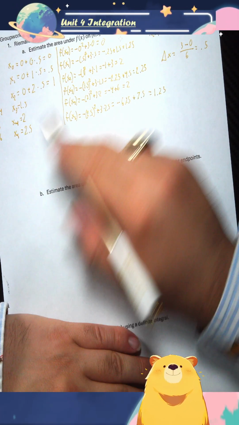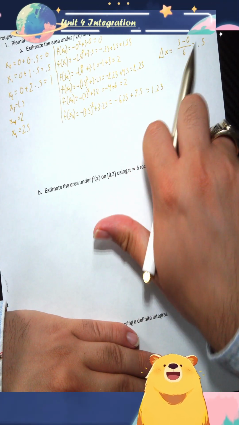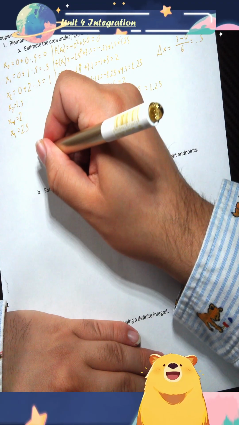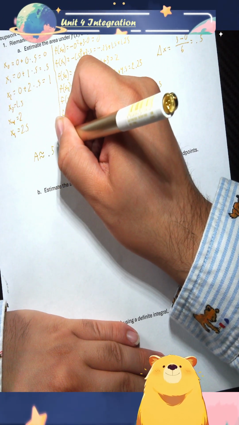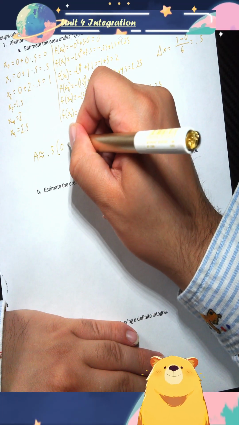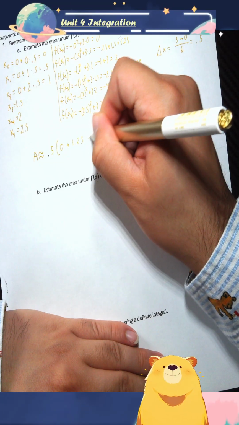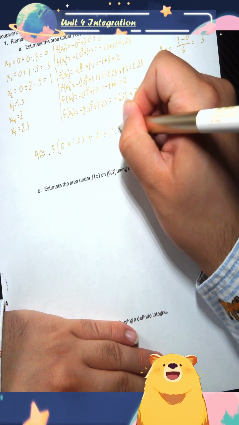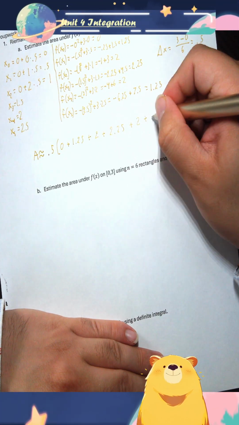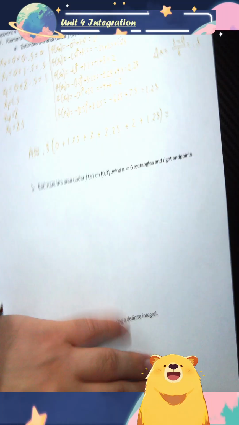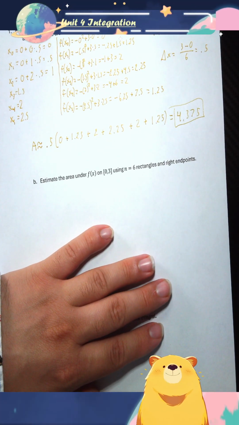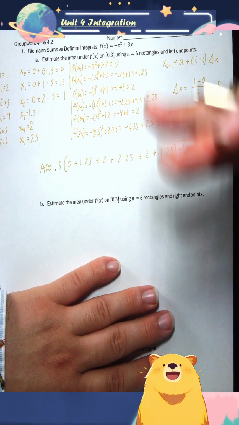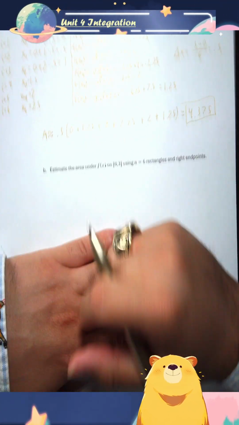So we know the sum is the width, which is right here, times the height. So I'm going to do that: the area is approximately the width times all these heights. So I have 0, 1.25, 2, 2.25, 2, and then 1.25. And if I plug them into a calculator, this whole expression, I should get the answer 4.375. Is that the area? No, it's the approximate area. Keep that in mind.